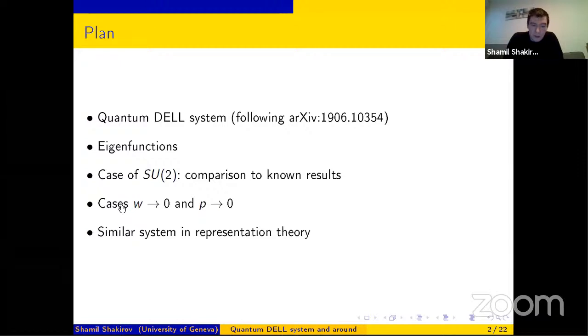I will then consider two special cases. The DELL system has two elliptic parameters. One is called omega and the other is called p. I will consider two limiting cases, the case of omega equals 0 and the case of p equals 0. This parameter governs ellipticity in the momenta, and this parameter governs ellipticity in the coordinate. One of these systems is well known. It's called elliptic Ruijsenaars-Schneider. It's a famous and useful integrable system. It's actually this one.